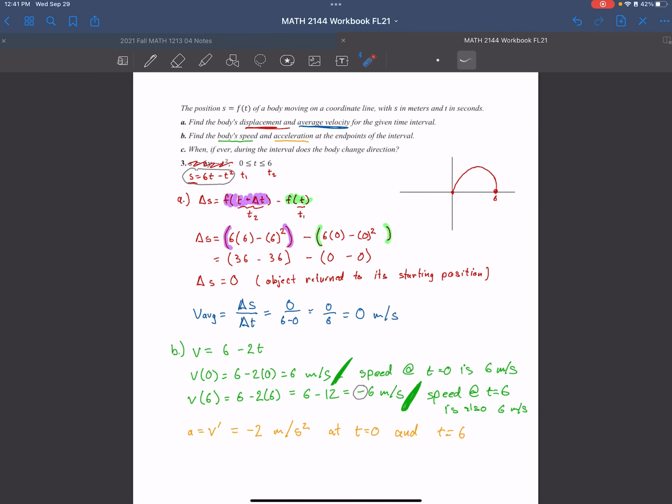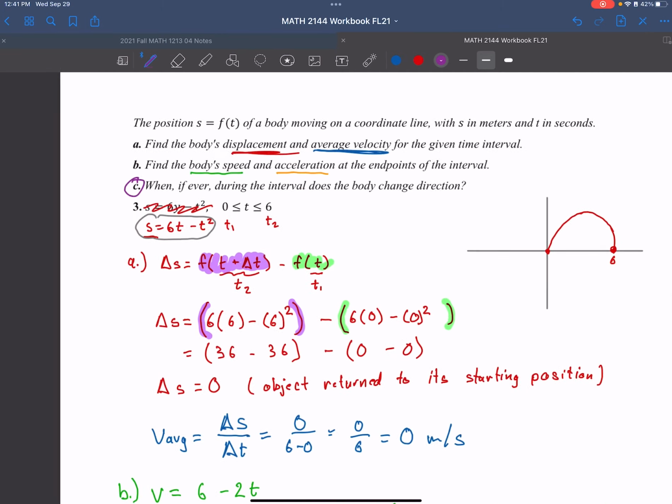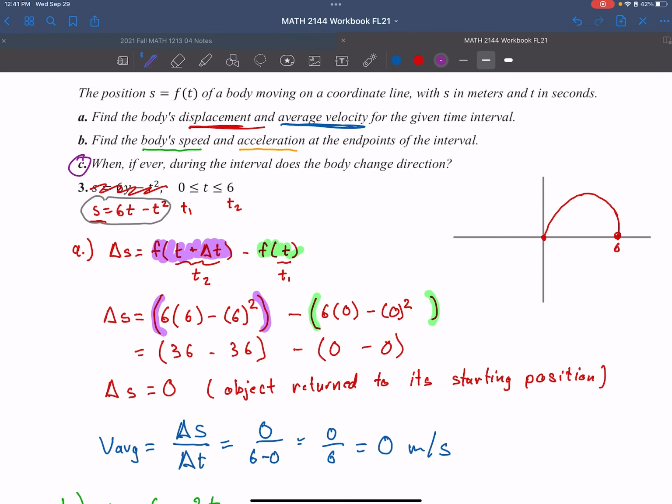Okay, and then our last scenario right here would be when, if ever, during the interval does the body change direction? So before we do any computation, think about this function as an object flying through the air. It goes up and comes back down. Does the object ever change direction? Just take a look at this right here. If this is something being thrown, this part of the graph, what's it doing? It's going up. This part of the graph, it's going down. So does it change direction?